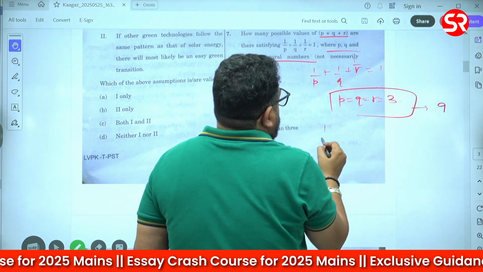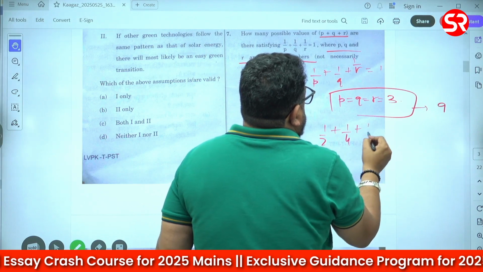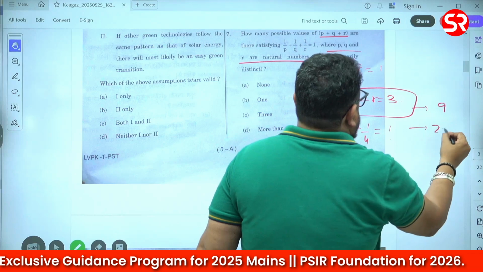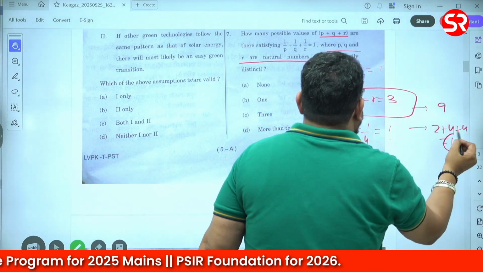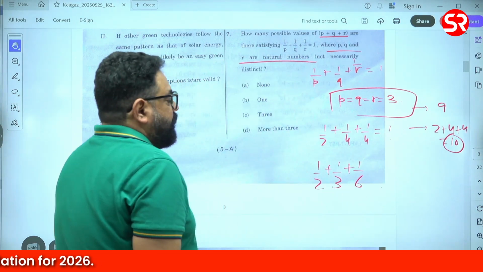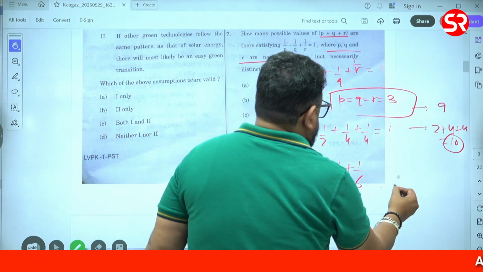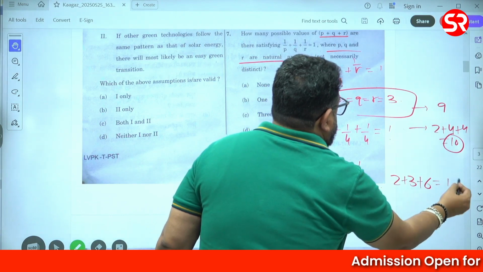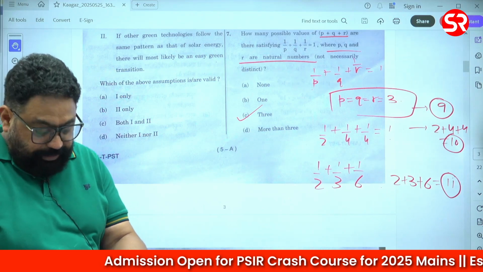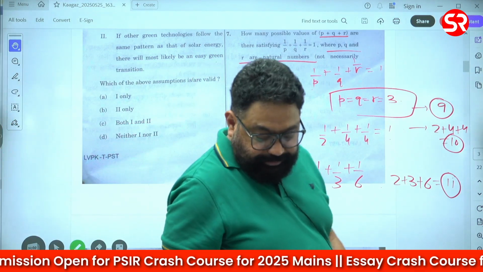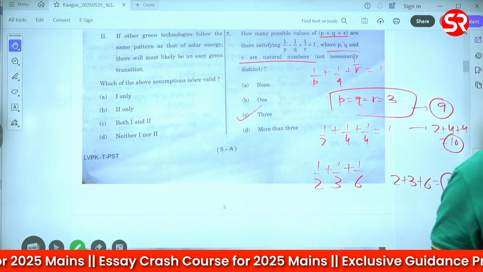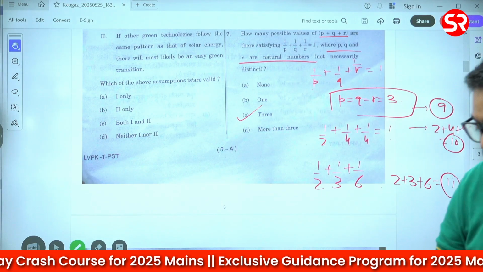Then second is 1 by 2 plus 1 by 4 plus 1 by 4 is 1. So your sum is again 2 plus 4 plus 4, which is 10. One more is 1 by 2 plus 1 by 3 plus 1 by 6. Check it out. Right? This also gives you 2 plus 3 plus 6, which is equal to 11. So there are three such values. This is an amazing question, guys. I am highly impressed by this. Highly impressed, right? So next देखते हैं.